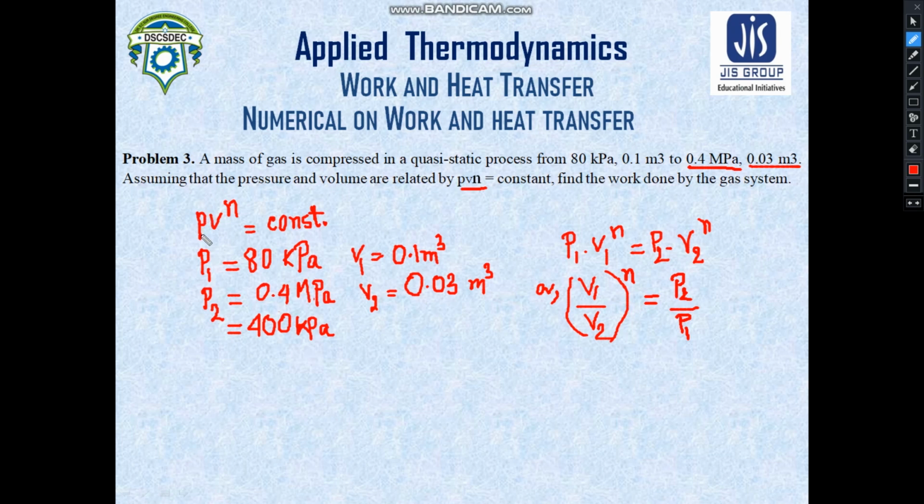So now since the process follows PV to the power n equal to constant, obviously this statement is quite valid here. So P1 V1 to the power n is equal to P2 into V2 to the power n. From this equation we can easily calculate the value of n, and we know that this is an example of a polytropic process. So work done in polytropic process.